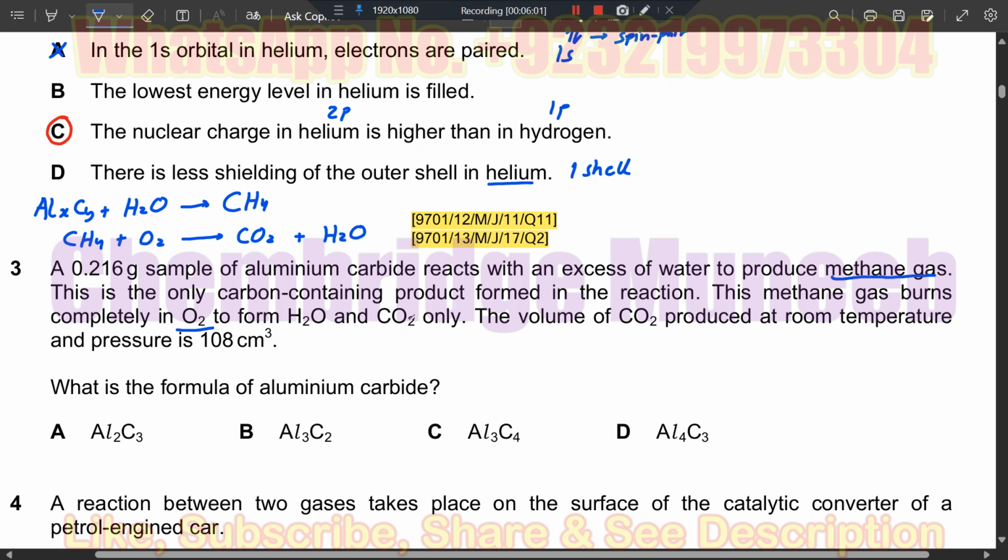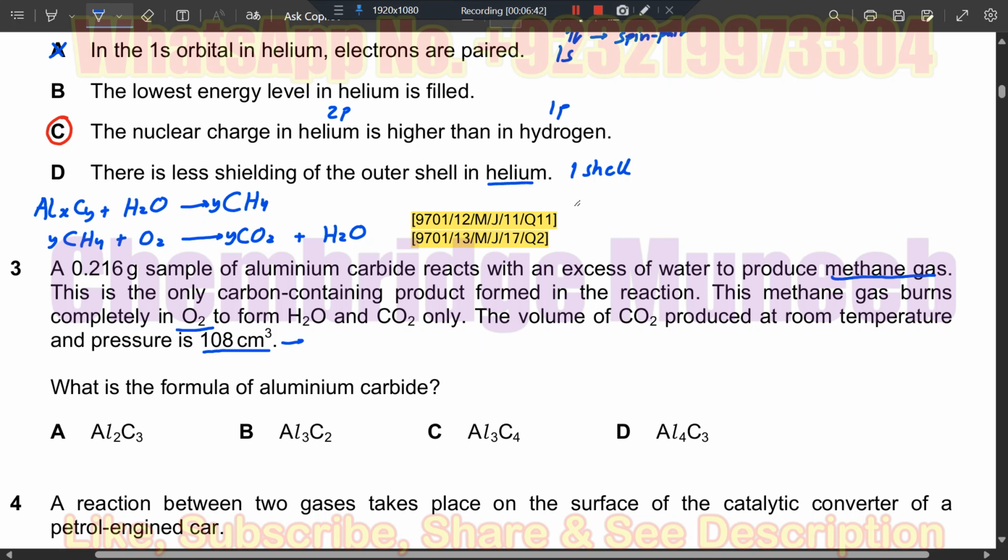Now we have to check which aluminum compound was producing the 108 cm cube of carbon dioxide, which means this Y atom of the compound AlXCY is responsible for producing Y atoms of carbon of methane, and Y molecules of methane are responsible for the production of Y moles of carbon dioxide. So we can have this simple relation to find out the actual compound responsible for the formation of methane. So over here we will simply convert this value of the carbon dioxide volume into moles.